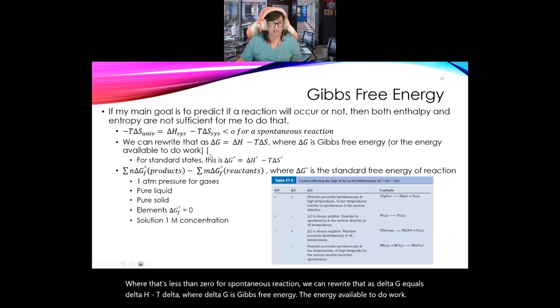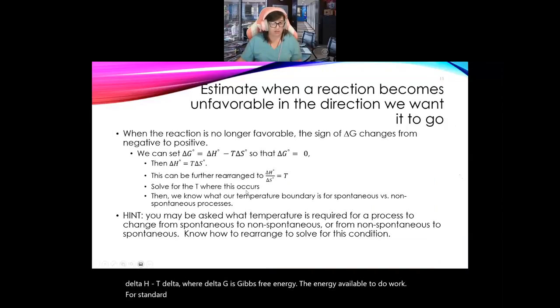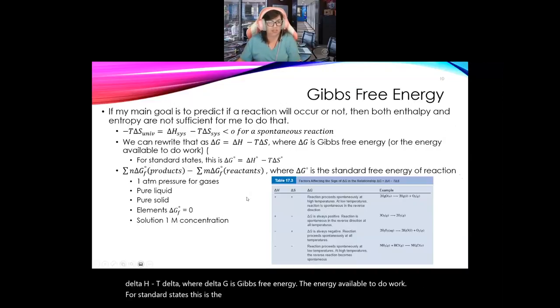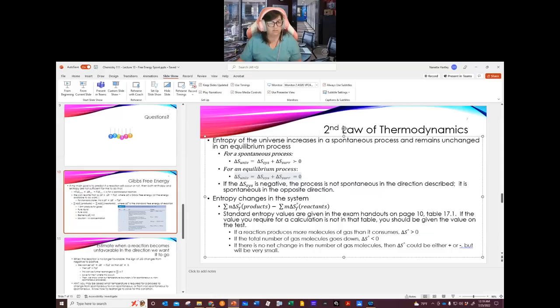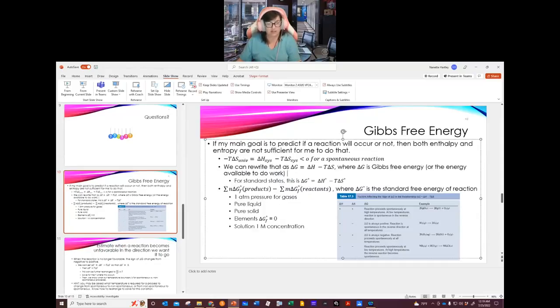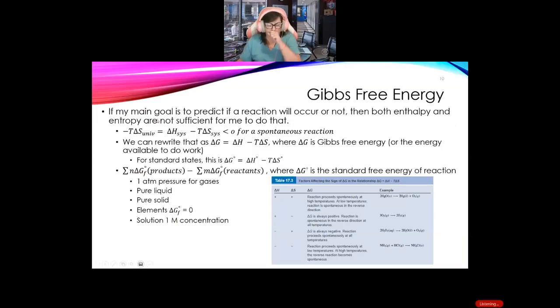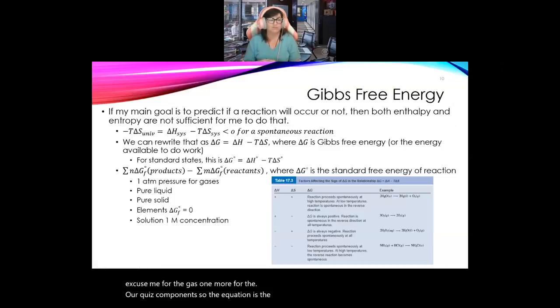For standard states, this is the same, but it's not always 1 atmosphere, the things that we've talked about. 1 atmosphere for the gases, 1 molar for the aqueous components. So the equation is the same, we just don't have the standards.